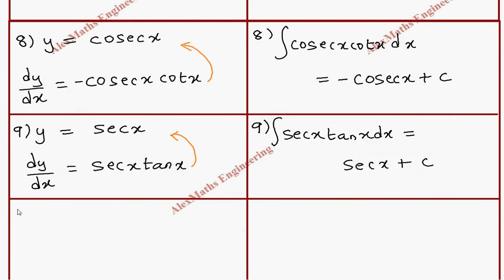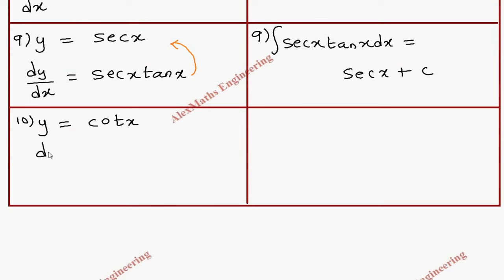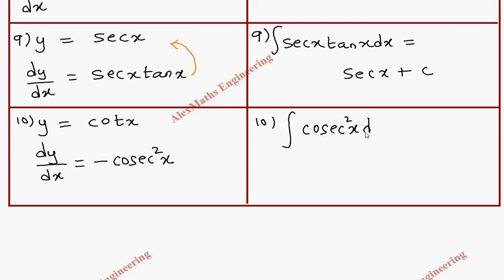The next one, y equal to cot x, and the differentiation of cot x is minus cosecant square x. From this we can take the integration of cosecant square x dx is minus cot x plus c. We don't have a minus sign in this integration, so we carry the minus sign to the other side. So integration of cosecant square x is minus cot x plus c.